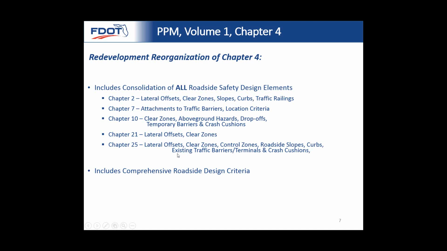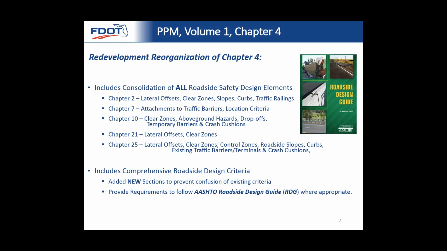And on top of that, we tried to make the chapter a little bit more comprehensive and cover all of the roadside elements, from the clear zone concept to what constitutes a hazard to what barrier options I have, what the DOT standard barrier options are, and what limitations are associated with them. So, we tried to add a lot of new sections here to shore up some of the areas that were confusing or weren't really covered in our criteria previously.